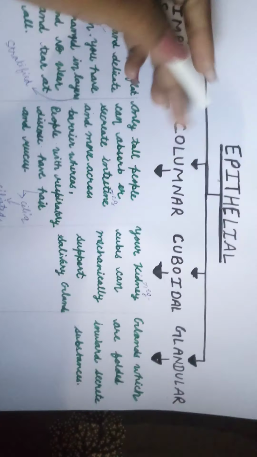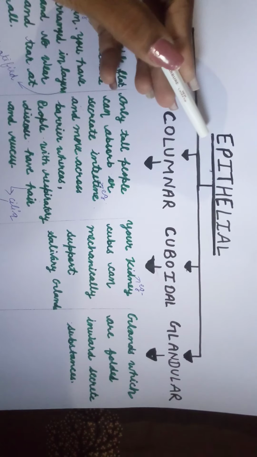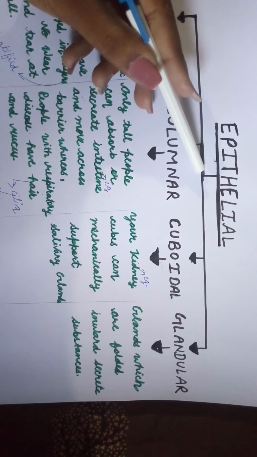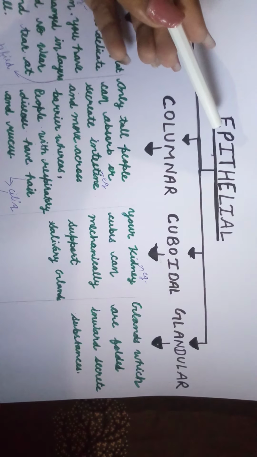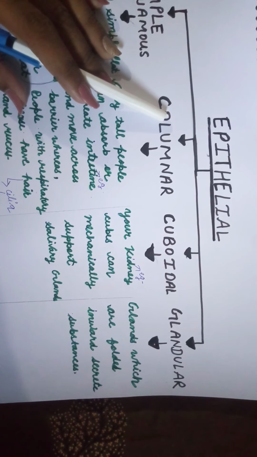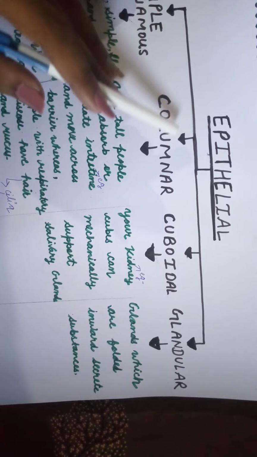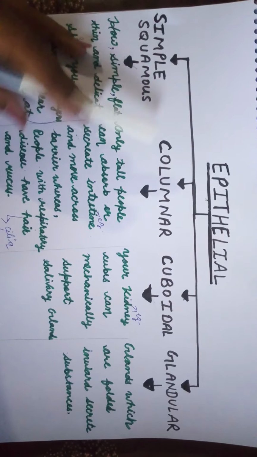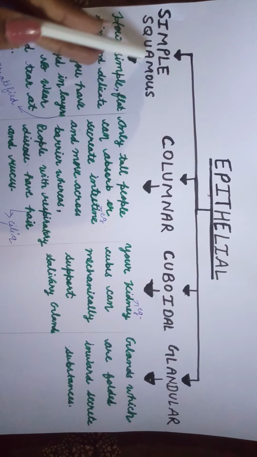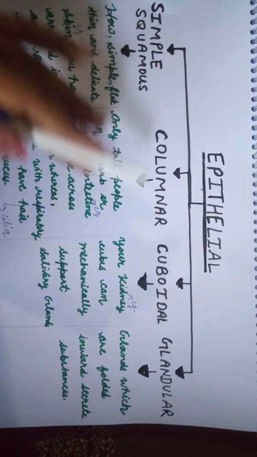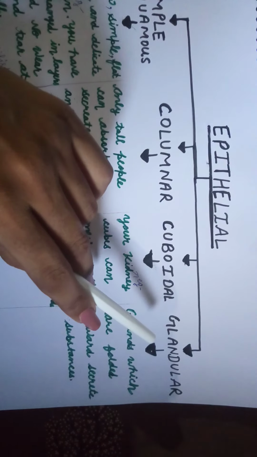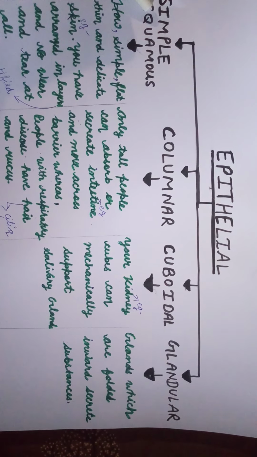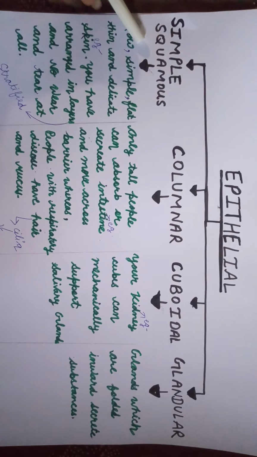How to learn the basic characteristics of the four different types of epithelial tissue. In this video, we learn quickly the four different types of epithelial tissue. Epithelial tissue is basically of four types: simple squamous, columnar, cuboidal and glandular. The first one is the simple squamous.